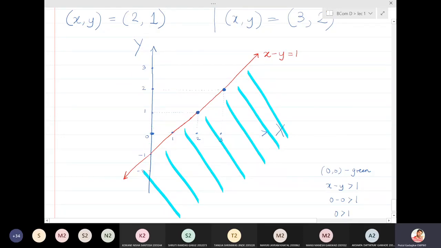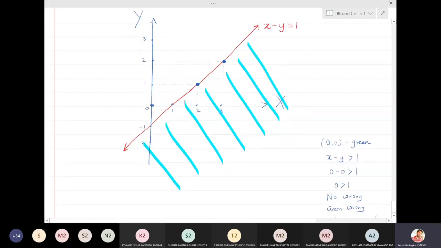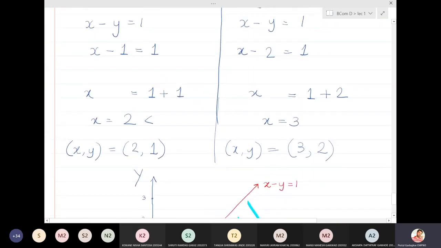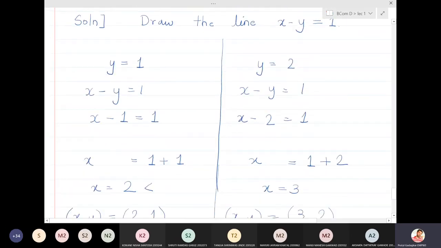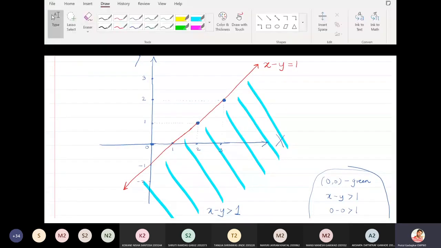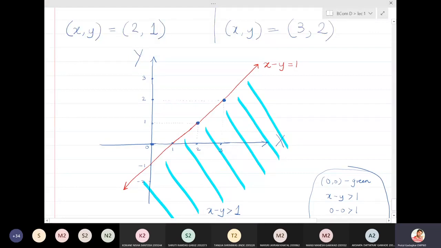So only this much rough work you have to do, and that is also not very difficult. Let me show my x-axis, y-axis again. So what is this region? x minus y greater than 1. Suppose I modify the question now. Suppose the question has x minus y greater than or equal to 1. Everything will be the same. Only what is going to change is that when it becomes greater than or equal to, this shading will touch the line.